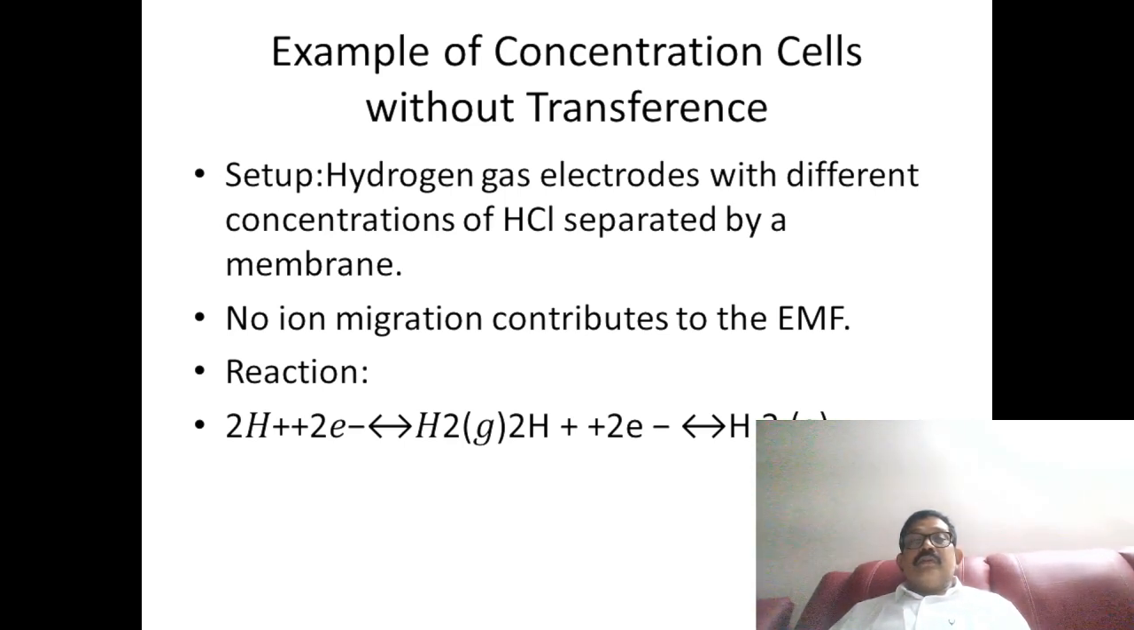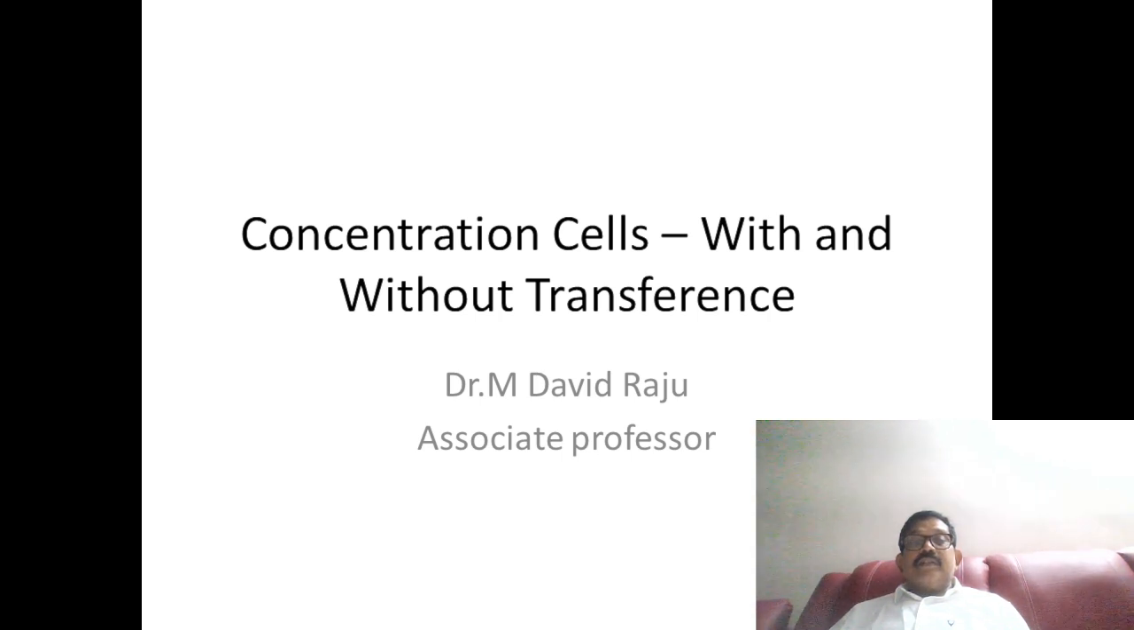Now, examples of concentration cells without transference. Hydrogen gas electrode with different concentrations of HCl separated by a membrane. So no ion migration contributes to the EMF. Here the hydrogen electrode represents H+ ions taking electrons and converting to hydrogen gas. Similarly, hydrogen gas splits into hydrogen ions and electrons. These two processes are in equilibrium, and this is about without transference.